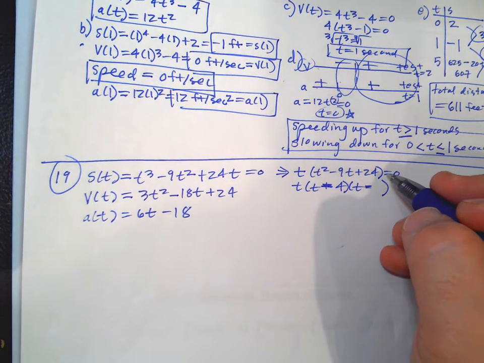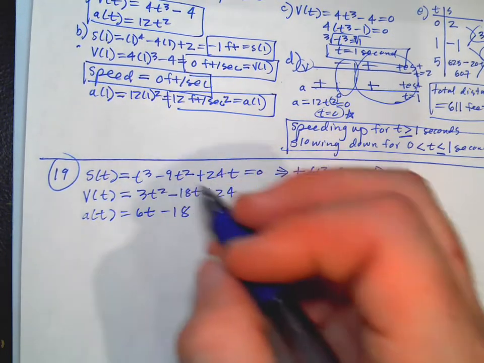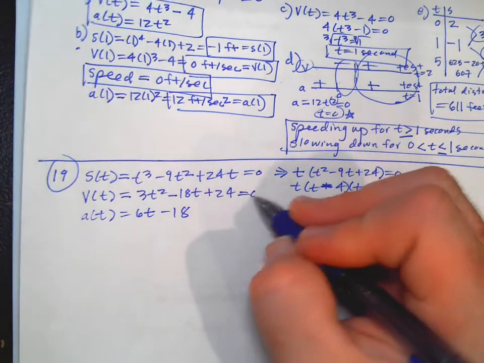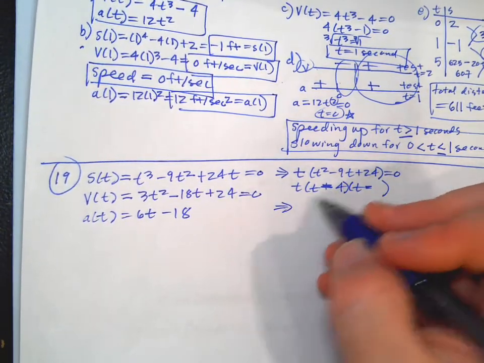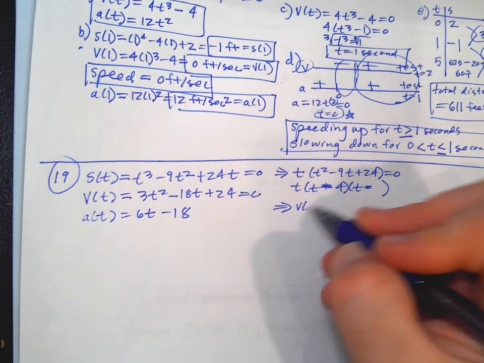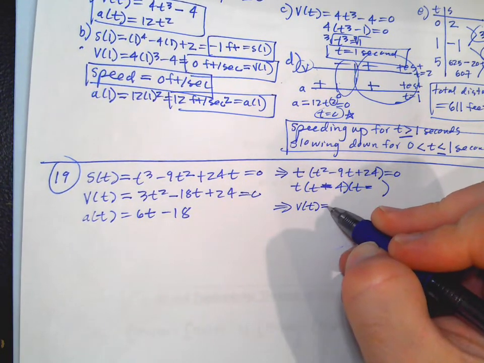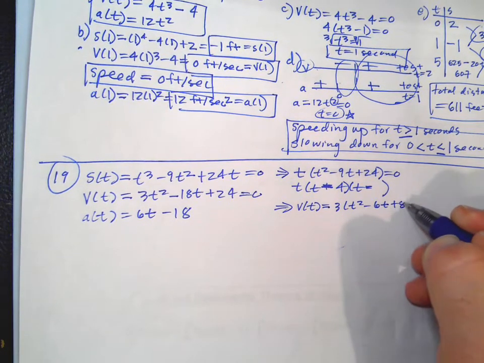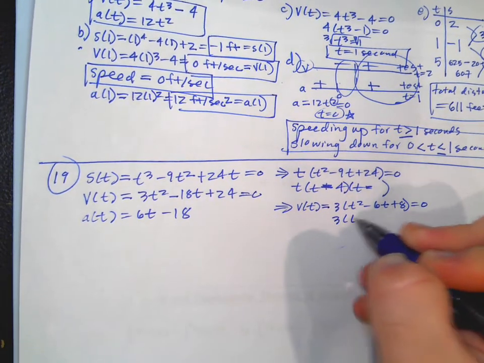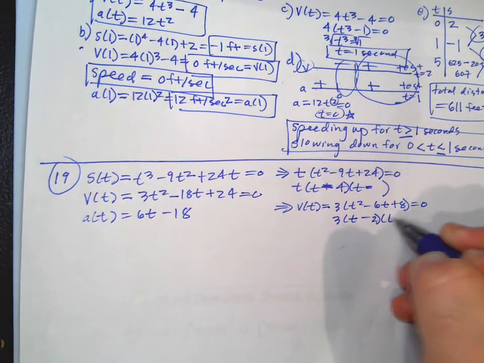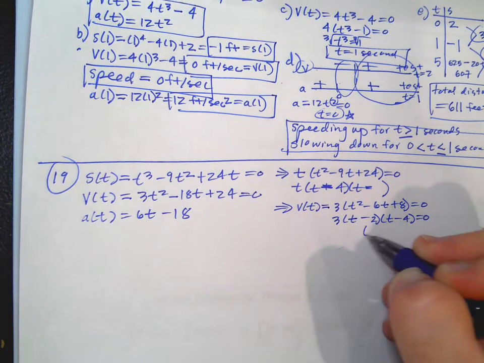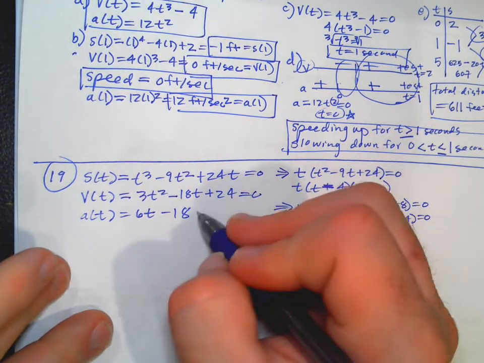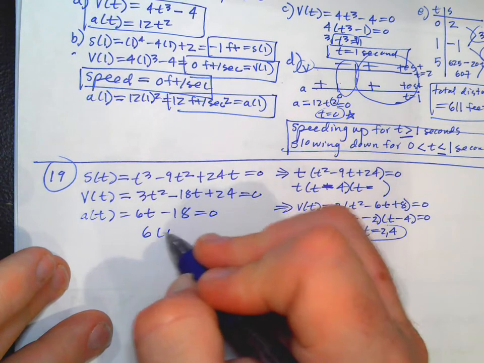Wait, did I make a mistake here? Yeah, maybe we don't need that. We can set this equals 0, and we'll come back to that if we need it. Velocity equals 0 is definitely going to be important. So we factor this one, take a 3 out, and factor it: t minus 2, t minus 4. So these are turning points, where velocity is 0. We could also do acceleration equals 0 and do a line check for speeding up and slowing down.